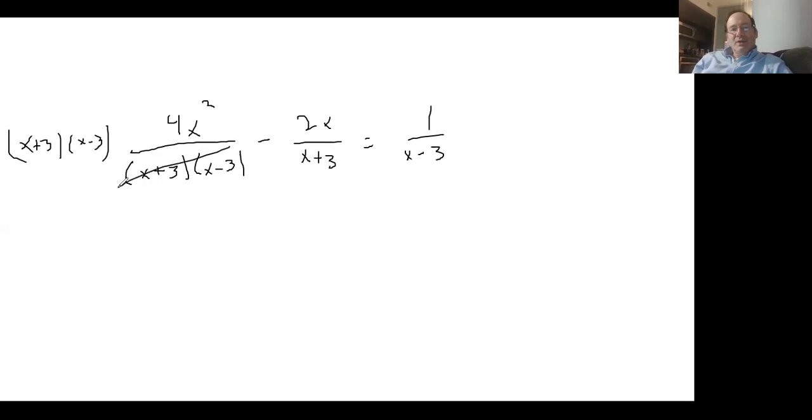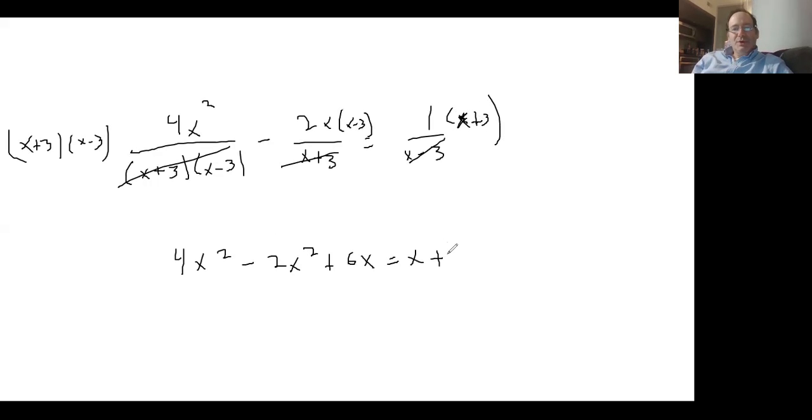And this will cancel out, this will cancel out, you'll be left with x minus 3 in the numerator and x plus 3 in this numerator, okay? Sorry for the bad handwriting, but now it's much easier to solve the problem. 4x squared minus 2x squared, right, plus 6x equals x plus 3. Just rearrange. I got 2x squared, right? Bring the x to the other side, it becomes negative, plus 5x minus 3, okay? And now I set it equal to 0.